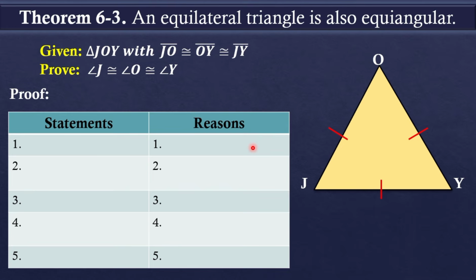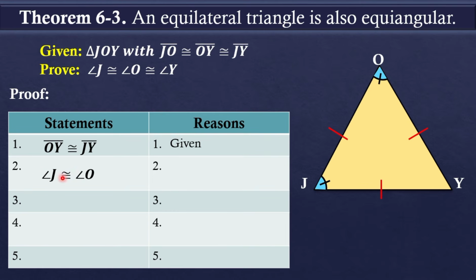So, let's have the proof. So, our statement: segment OY is congruent to segment JY, that is given. Now, since si OY ay congruent kay segment JY, ito si OY, ito yung opposite angle niya. And then si JY, ito naman yung opposite angle niya. So since congruent ito at ito, ibig sabihin itong angle na opposite niya at angle na opposite niya are also congruent. Okay? So yun ang pwede nating next statement.